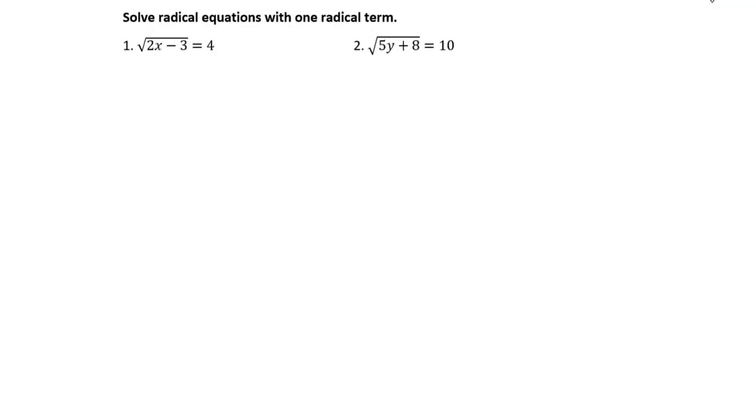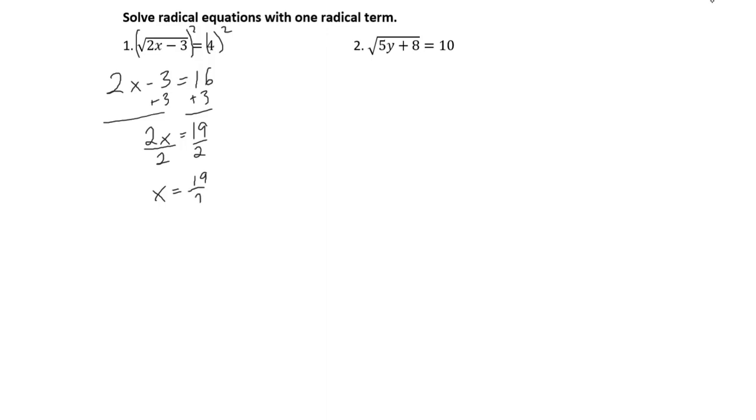All right, so in this example, you can see that the radical is already isolated. So we're going to start by squaring it. And if you square one side, you have to square the other side. So squaring the square root cancels it out. So then we get 2x minus 3 equals 16. Add 3 to both sides, and that gives us 2x equals 19. Divide by 2, and x equals 19 over 2.